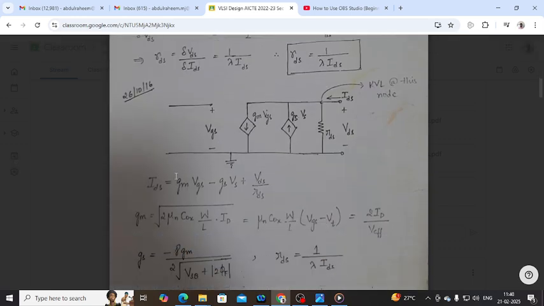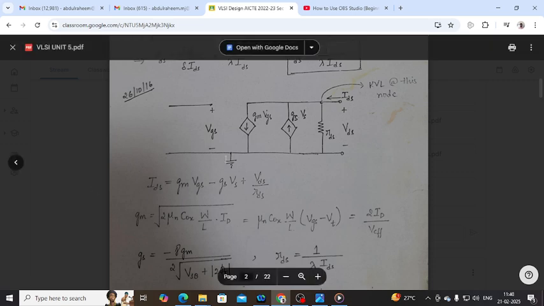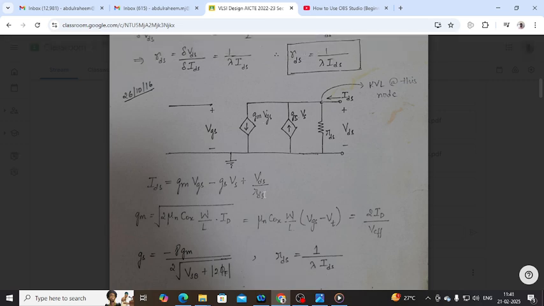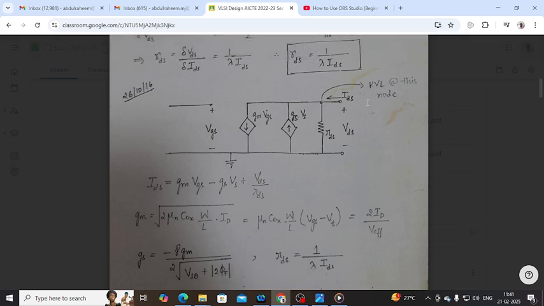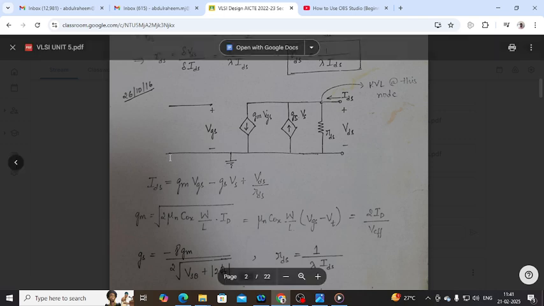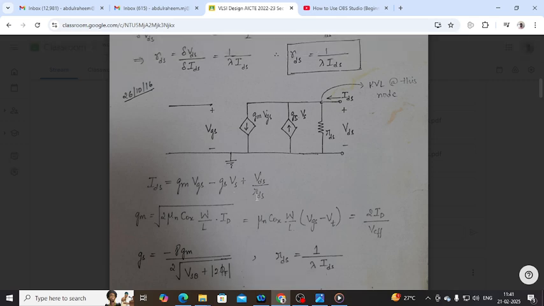So just apply your KVL across this node. What I required is IDS. Applying the KVL at this node, IDS, which is your output current, is nothing but GM into VGS minus GMB into VS, plus VDS by RDS. This is VDS by RDS.